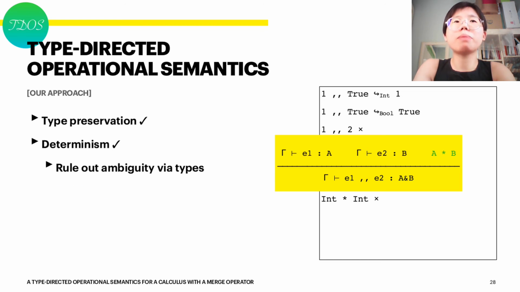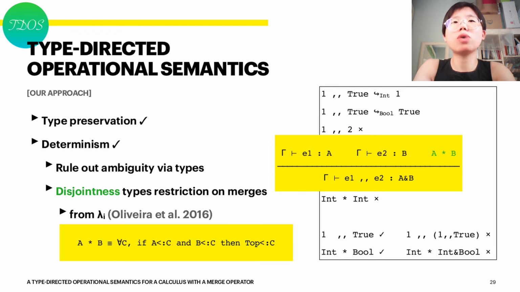This restriction we pose on merges is called disjointness. It comes from the lambda-i calculus by Oliveira and others. Two types are disjoint only when they do not overlap, like int and bool. Int is not disjoint with int and bool, since they both have type int. Therefore, all well-typed merges in our system cannot lead to non-determinism when reduced under certain types.